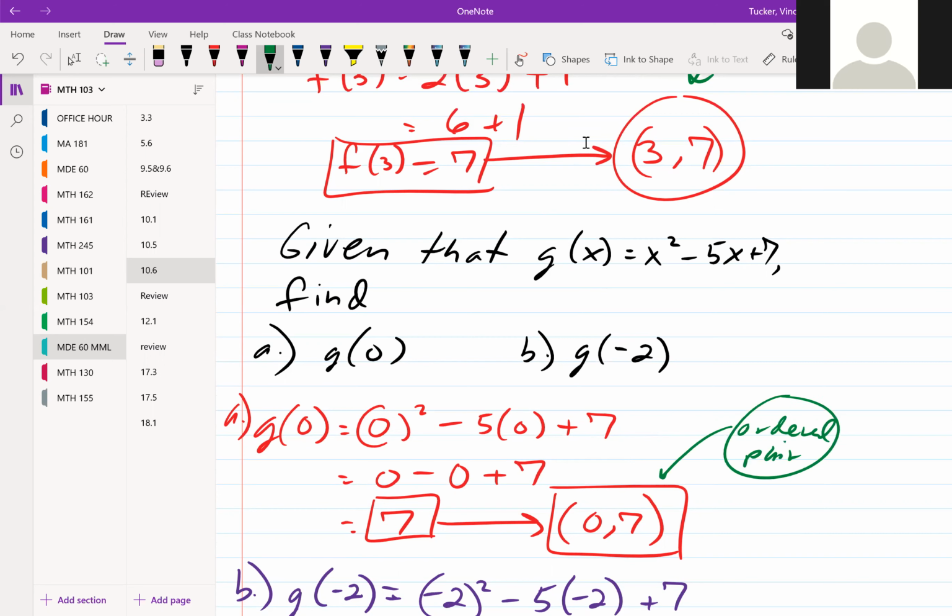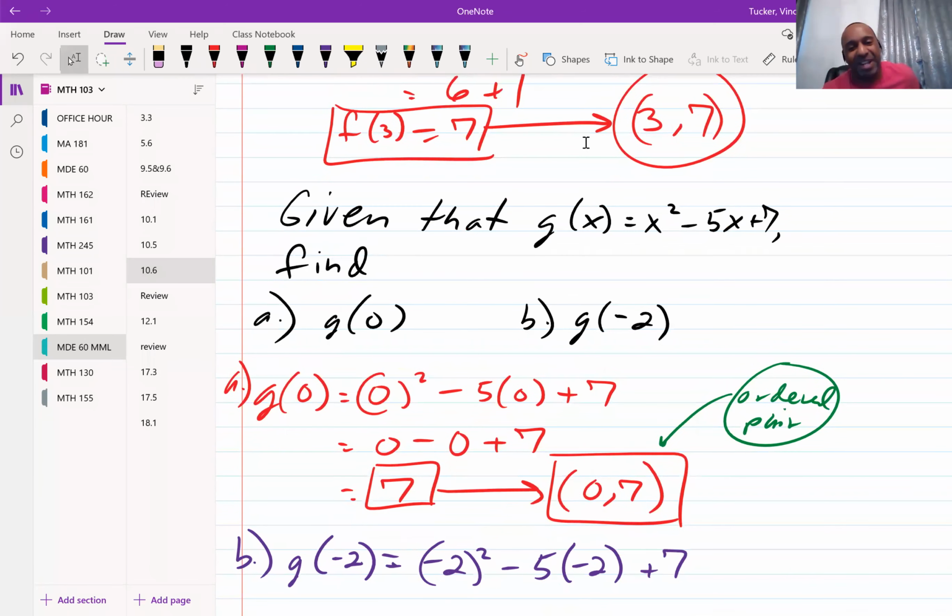Moving a little too fast there for Mr. Tucker. Oh man, we about to go. No, just messing. All right, sir, not a problem. I'll slow up. But are you good with A and what we've done so far? Make sure you're good with what we've done so far.